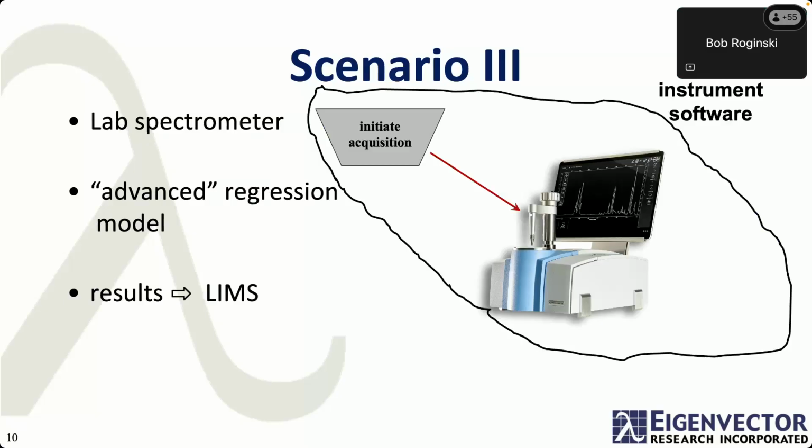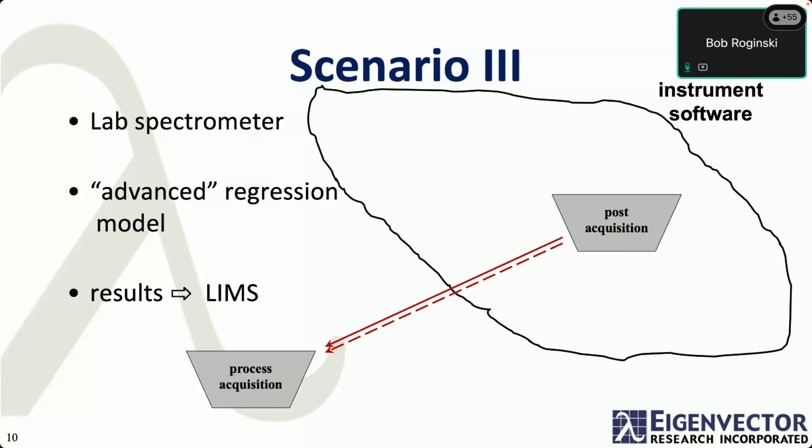Okay, scenario 3. The second bullet point here is where things are differing. Now we're going to employ an advanced regression model. What I mean by that is a regression model type that is not available from the instrument software as it is currently constructed. The beginning is the same. We initiate the acquisition.